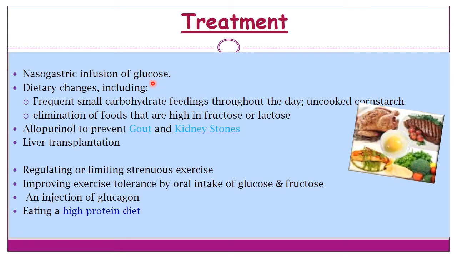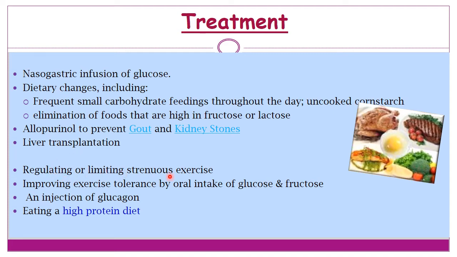Now treatment. Nasogastric infusion of glucose, dietary changes with frequent small carbohydrate feeding we have to give, and that too uncooked corn starch. Then elimination of foods that are high in fructose and lactose. We should not give a high fructose or lactose diet. Allopurinol to prevent gout. For gout prevention we use a medicine, that is allopurinol. Then also for kidney stones. Liver transplantation is also an option, where a liver with that enzyme will be provided.